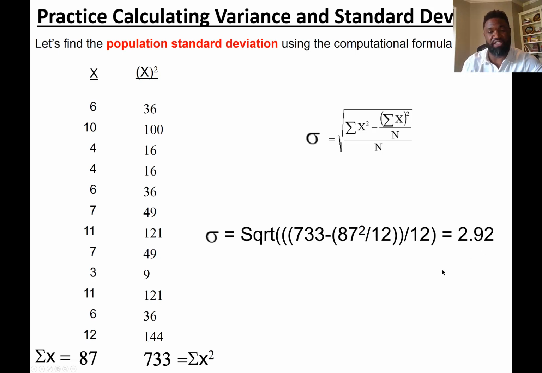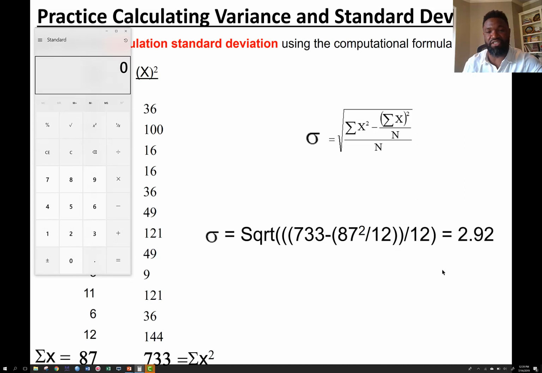Okay, and let's do the math together. So I'm going to pull out a calculator to show you guys the order of operations, right? So first thing you need to do is get 87 times 87. 87 times 87 is that number, okay? And we need to take that number and divide it by 12. That is the right thing there, divided by 12. And that is 630.75, right? So all of this stuff in the parentheses is 630.75.